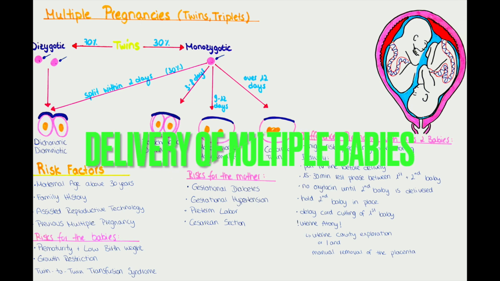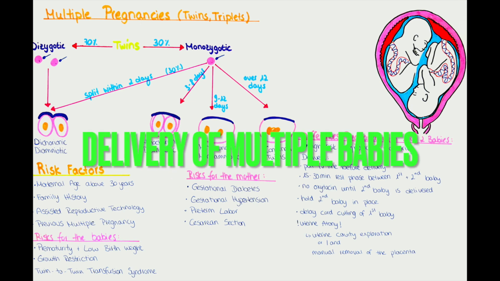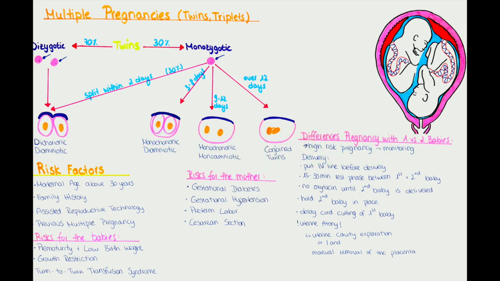How does the delivery of multiple babies differ from a singleton delivery? At first, we want to deliver the baby that is lying closer to the birth canal, or maybe is even engaged already. Before the expulsion of the first baby starts, we want to insert an IV line for the mother to be prepared, in case we need to administer medication at a later point during the delivery. Otherwise, we deliver the first twin in the same way as a singleton delivery.